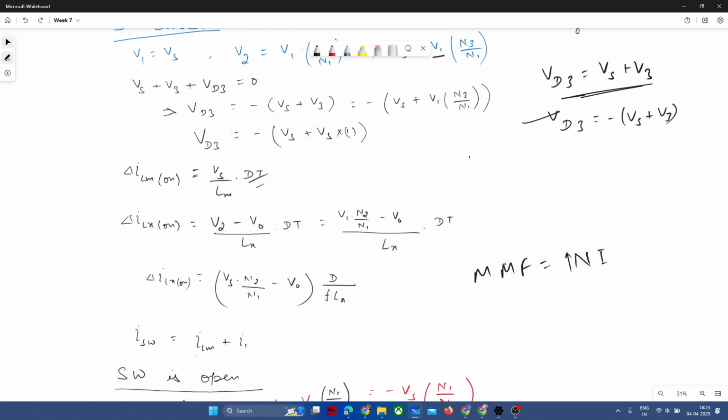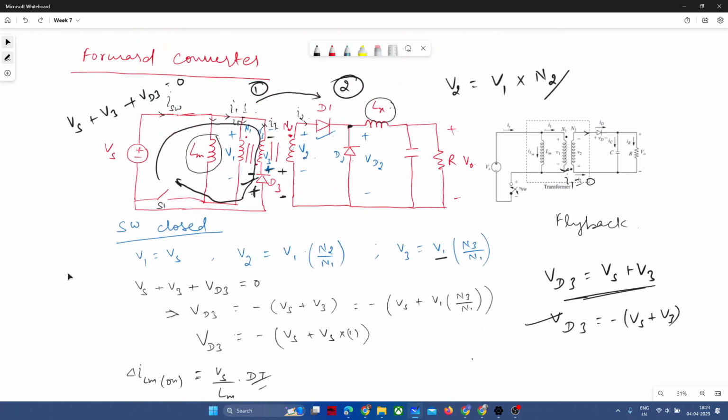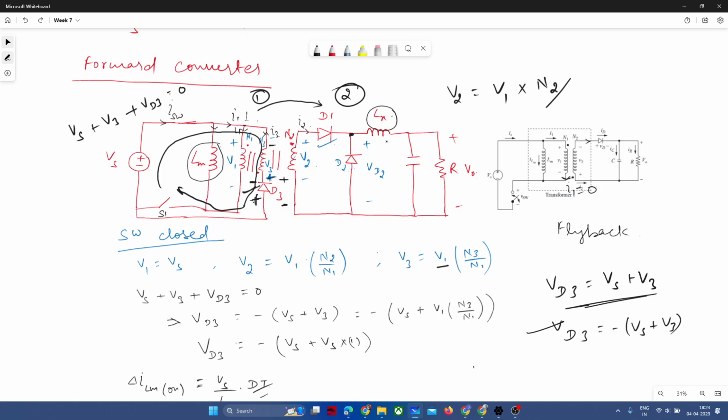Sir, here what is LX? LM is magnetizing inductance. LX is your inductance that is connected to the load. If you have studied the buck converter, it is similar to the buck converter. It is storing current during the charging period, and it is releasing its current to the load during the discharging period.